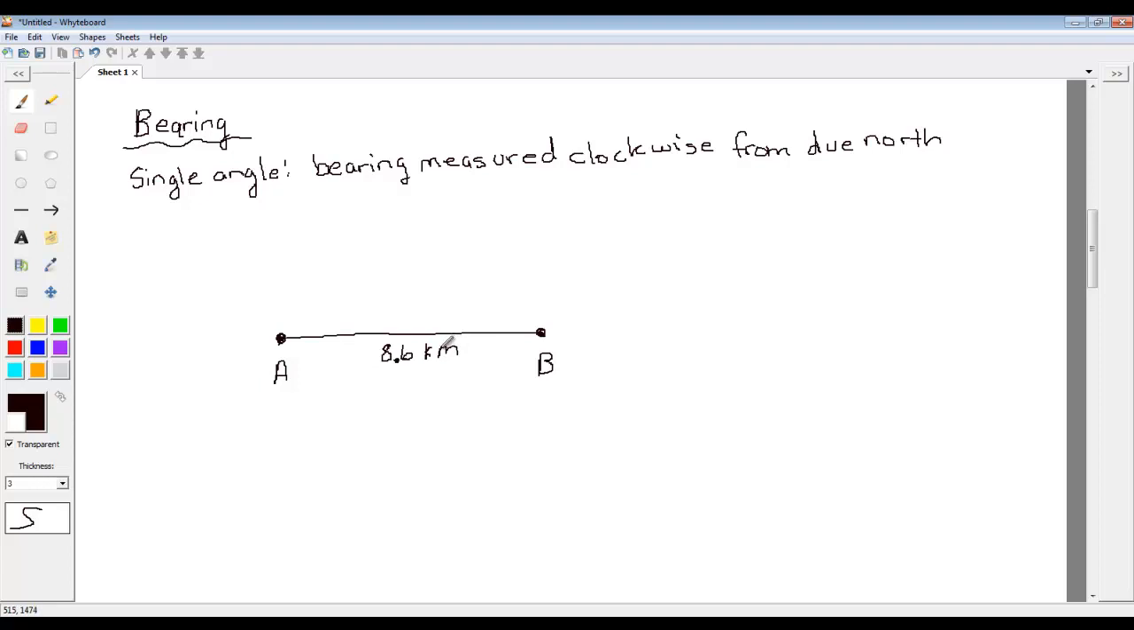Station A detects a plane at sea on a bearing of 53 degrees. Okay, so a bearing of 53 degrees means like this would be due north from station A. A bearing of 53 degrees means you're going this direction here, clockwise, for 53 degrees.